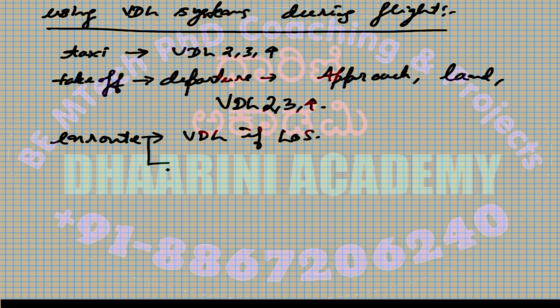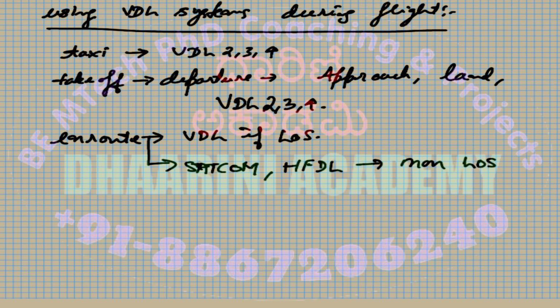At the same time, using the en route, you are going to use the SATCOM. And another technique that is called HFDL, we'll see this at a later stage. So if it is non-LOS communication, right, from the aircraft to a faraway ATC, which is not a line of sight way of communication.